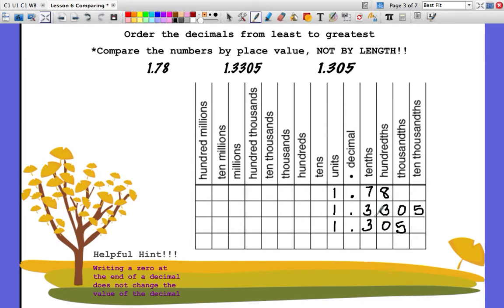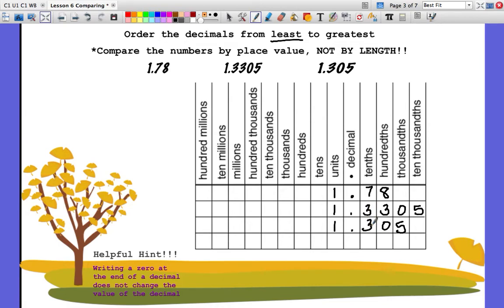Now what we're going to look at is which number is the smallest, because we're looking for the smallest value. In the ones place, they all have a 1. So in the whole number category, they're all equal. Now we go to the tenths. Since 7 is bigger than 3, this number has to be bigger than both of these. So we know we're not going to look at this top number as being our smallest value yet.